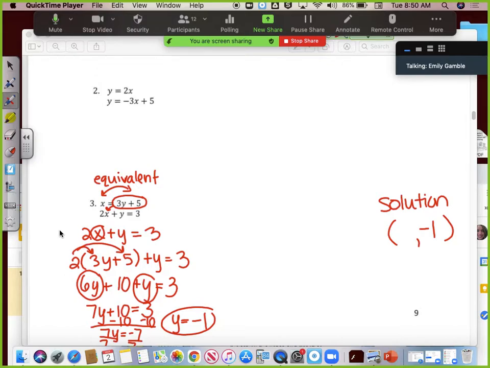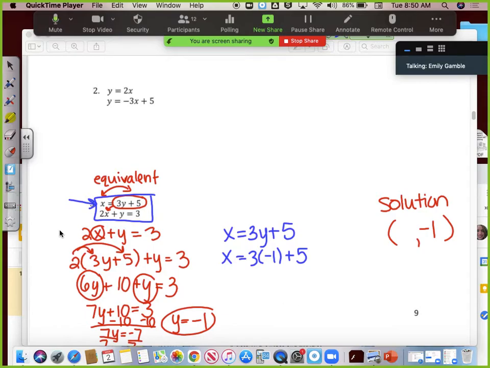Now we go back to the original two equations, x equals 3y plus 5, or 2x plus y equals 3. Choose the easier equation, whatever one you think looks easier to you. I believe it's going to be the first one because it's already in x equals form. X equals 3y plus 5. And we have now discovered that y is equal to what? Negative 1. So I'm going to replace in a negative 1 for y and solve for x. And then that will be the x coordinate of the solution.